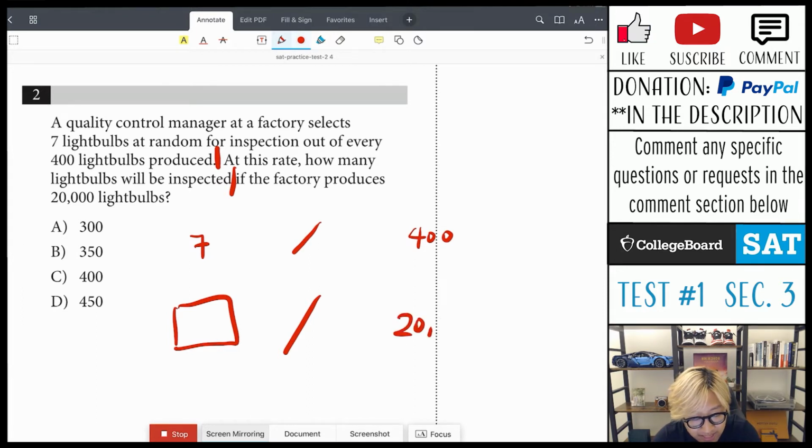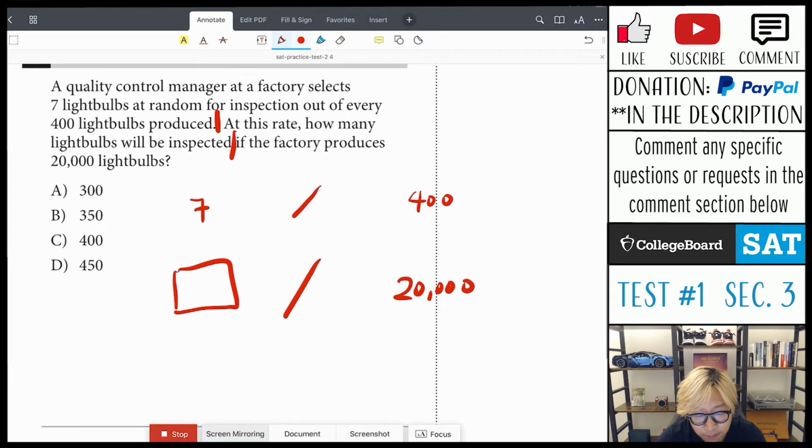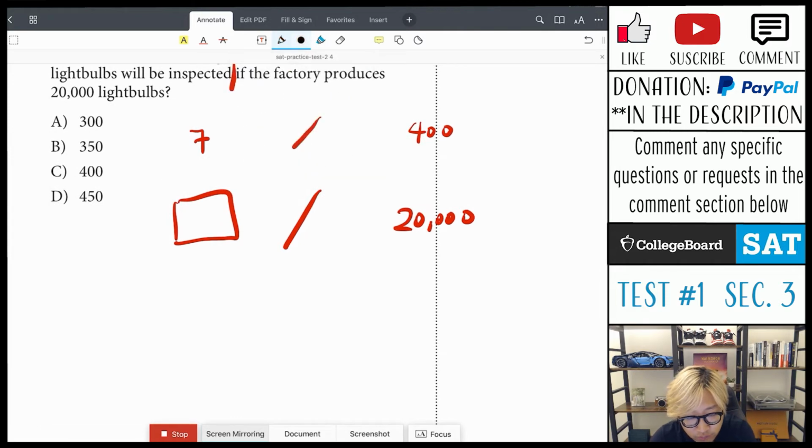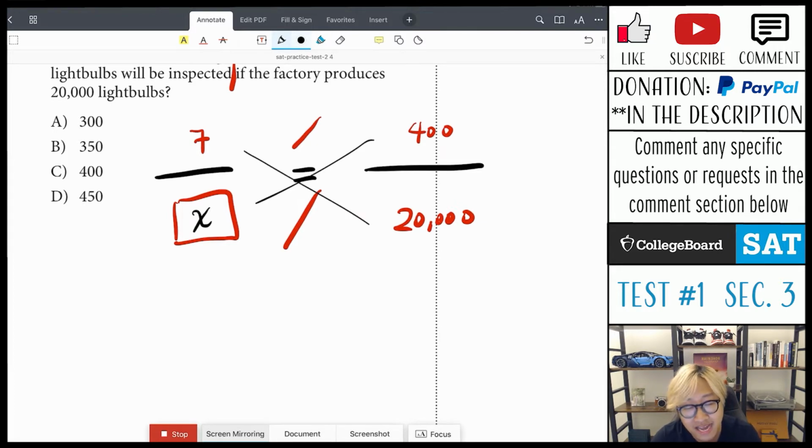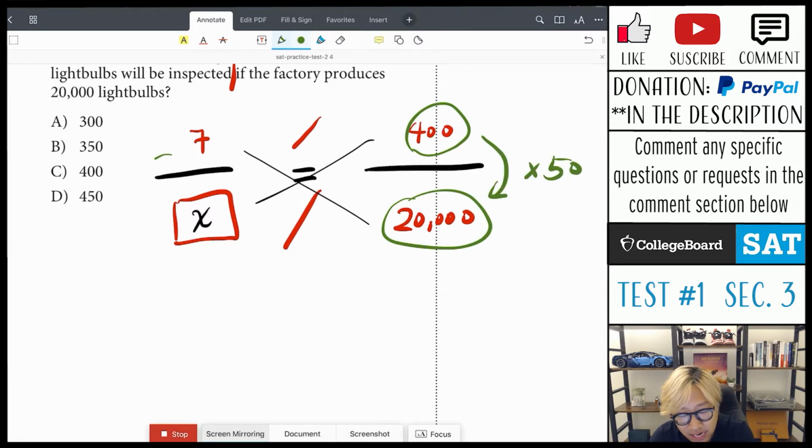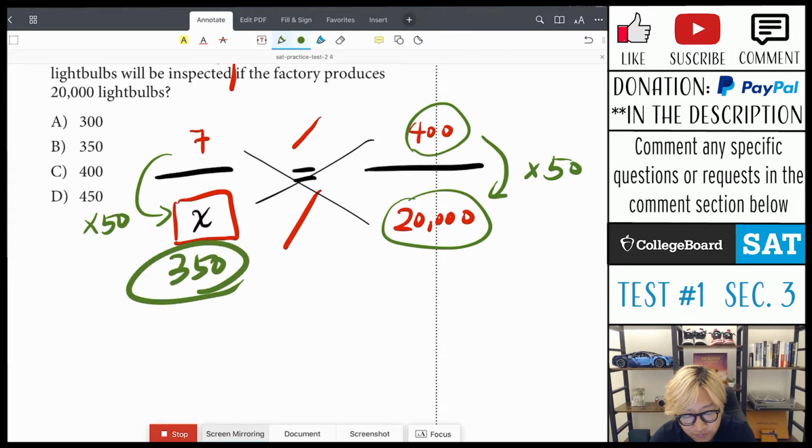So 20,000 light bulbs. This is a simple proportion. You just have to set up fractions and set them equal like this. Call it X and you can cross multiply. Or guys like me, I'll be like, what happened from 400 to 20,000? It was multiplied by 50. So I would just do the same here, multiply by 50, and that's how I would get 350.